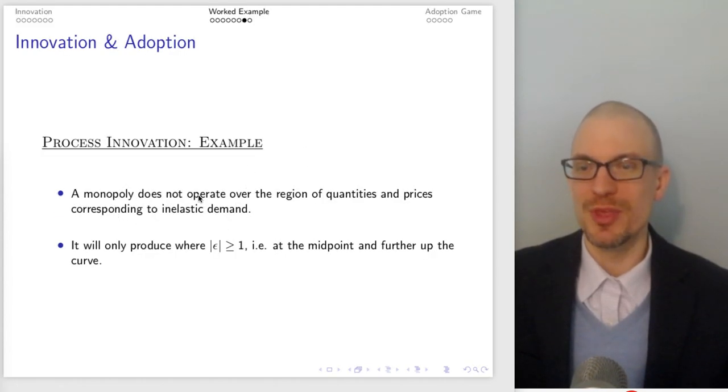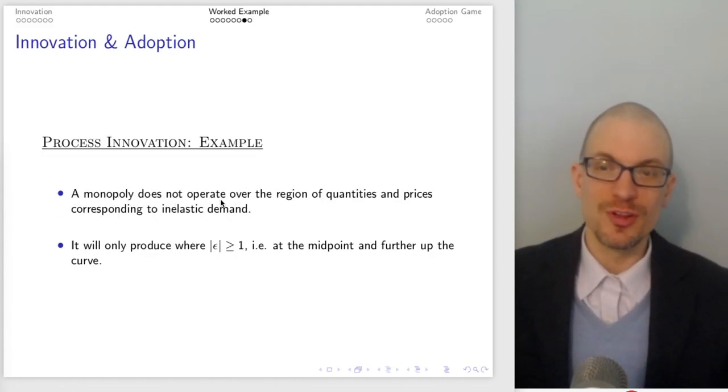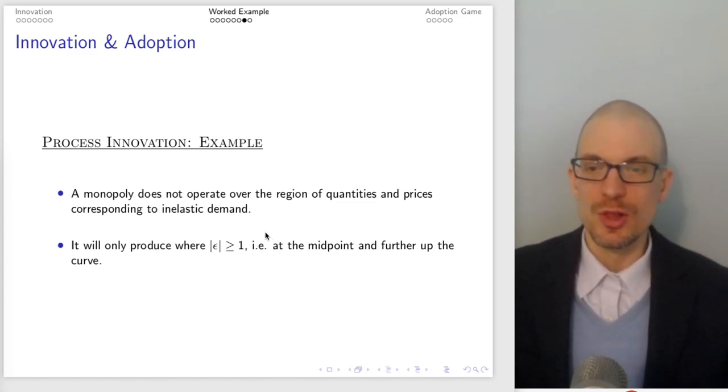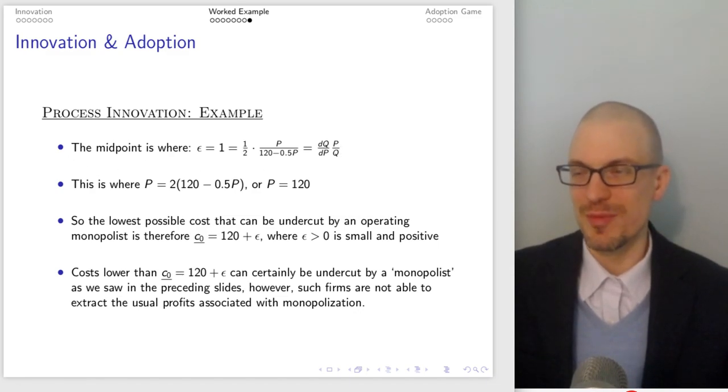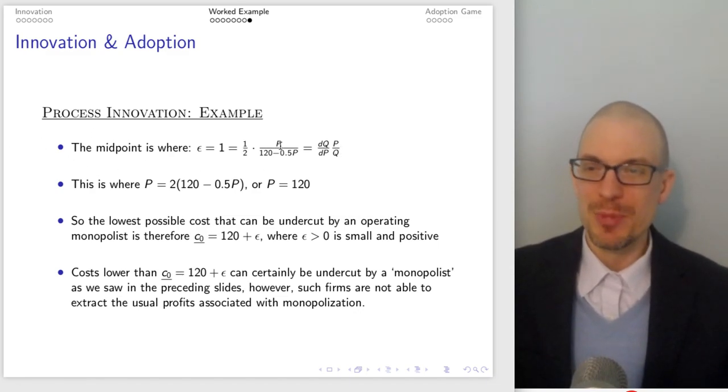I'm exploiting something. I'm saying monopoly doesn't operate over the region of quantities and prices corresponding to inelastic demand. It only produces at the midpoint and further. So we know if the monopoly is actually operating, the lowest price can possibly be 120. So here I'm just using our elasticity formula to calculate where the midpoint is. That's silly. This is just getting us practice with the formula. This isn't how you solve the problem. You just look at the demand curve and find the midpoint. But here I'm getting us some practice using the economic tools.